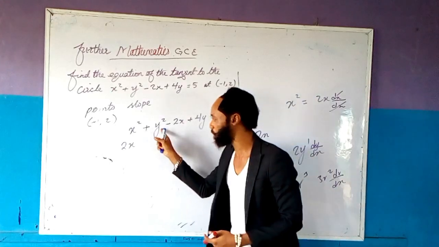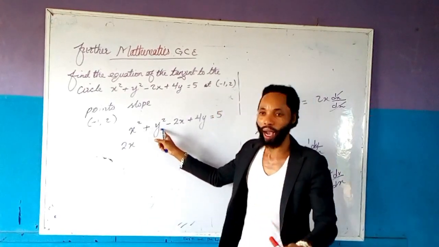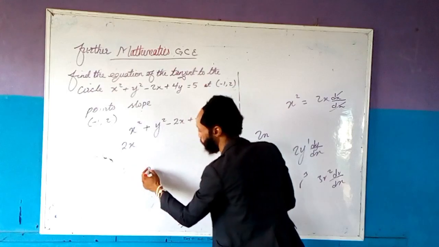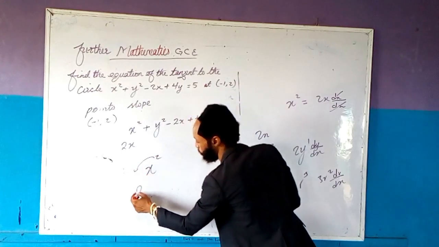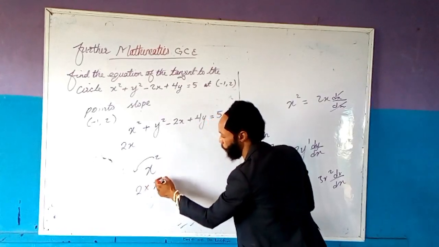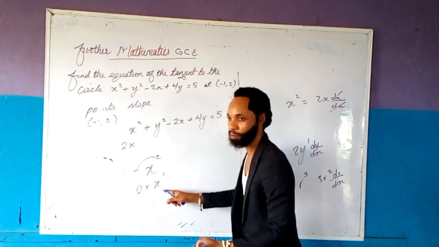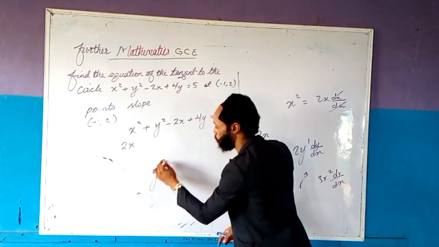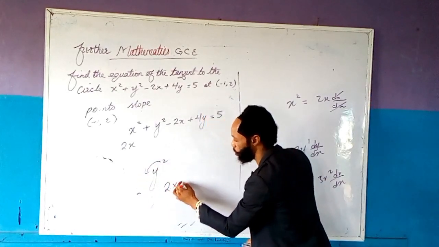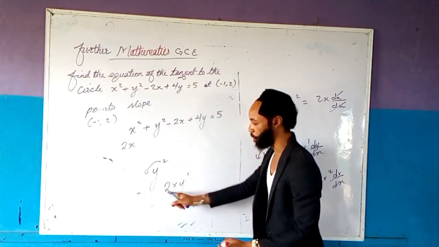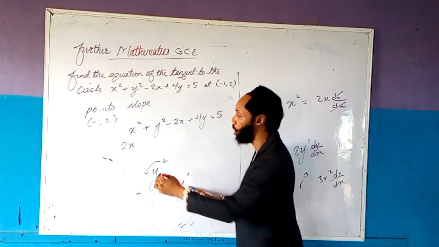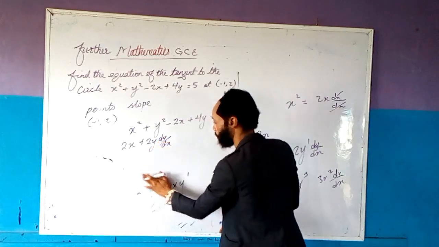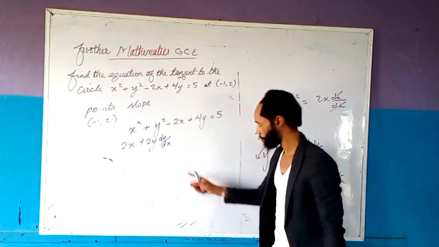So here, in the case of y, we're going to have 2y dy/dx. Differentiating x squared, you bring the power down, 2 times x, 2 minus 1 is 1, so you get 2x. Then differentiating y squared the same way, you bring the 2 here, you have 2 times y, 2 minus 1 is 1, so you have 2y. But you have to put 2y dy/dx. Whenever you differentiate y.